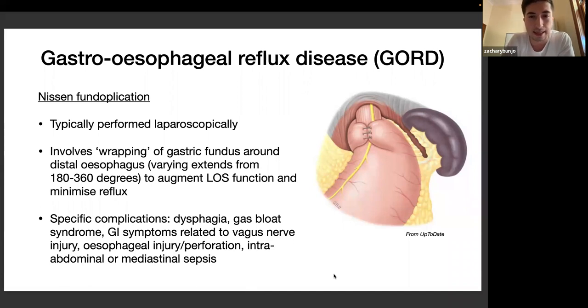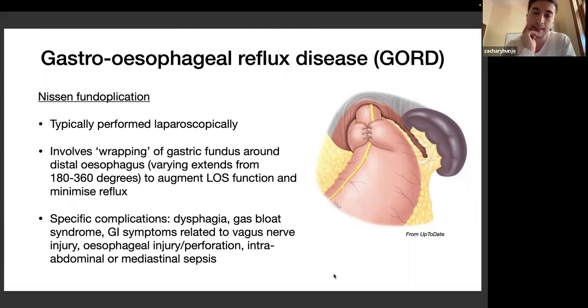So a Nissen fundoplication, as you can see in the diagram here, involves mobilizing the fundus of the stomach and wrapping that essentially around the distal esophagus. Basically, you're bolstering the function of the distal esophageal sphincter and aiming to minimize reflux. There are various approaches. It's typically done laparoscopically, and a whole variety of extent, so 360, 270, 180, and so on, fundoplication. That's all tailored to the patient's symptoms and disease characteristics.